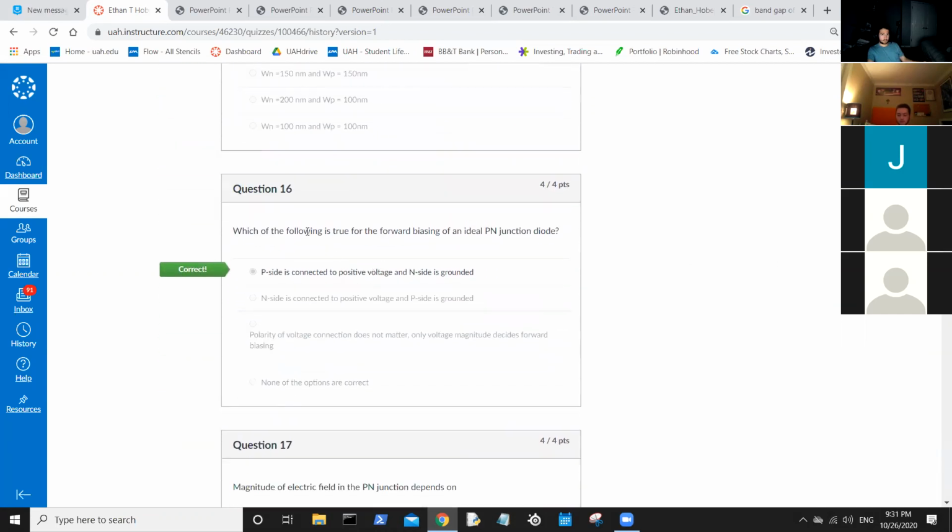Question 16. Which of the following is true for the forward biasing of an ideal PN junction diode? So this is what we talked about earlier in the true or false portion, but this time you made it into a multiple choice question. So which of the following is true about the forward biasing? The P side is connected to positive voltage and the N side is grounded.